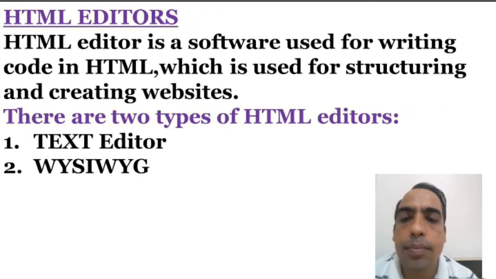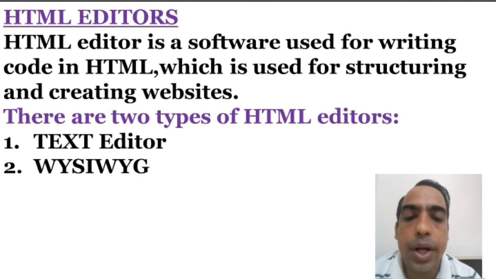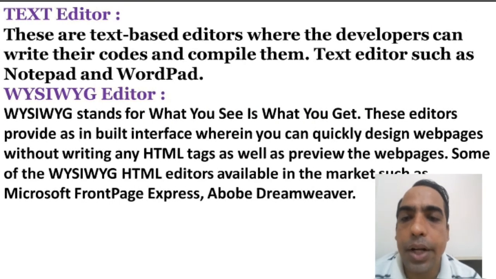HTML editors. HTML editor is a software used for writing code in HTML, which is used for structuring and creating websites. Generally, there are two types of HTML editors. First, text editor, and second is WYSIWYG editor. One by one I will explain you in detail. Text editor. These are the text-based editors where the developers can write their code and compile them. Text editor such as Notepad and WordPad.